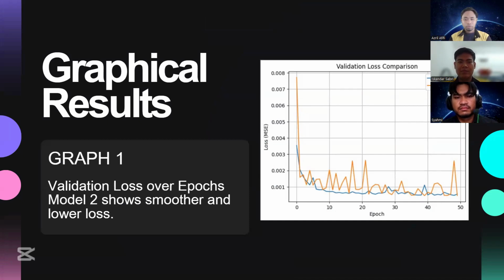So I will proceed to the graphical result. This is graph one. In this first graph, we can see the validation loss over 50 epochs for both model 1 and model 2. The blue line represents model 1, and the orange one represents model 2. As we can see, model 2 has a lower and more stable validation loss throughout training.